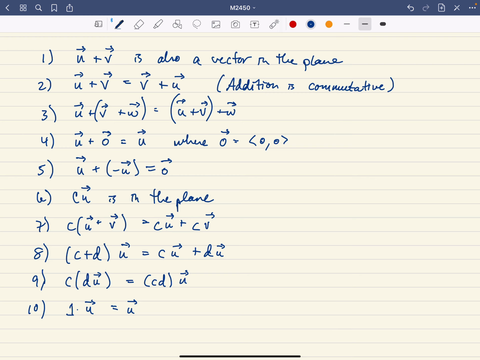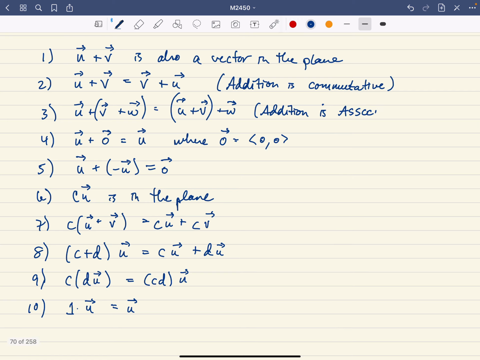If you were to add three or more vectors, it doesn't matter how you group them. If you want to group the last two vectors first or the first two vectors first, it doesn't matter. So we say here addition is associative. So it doesn't matter which two vectors we associate to each other first.